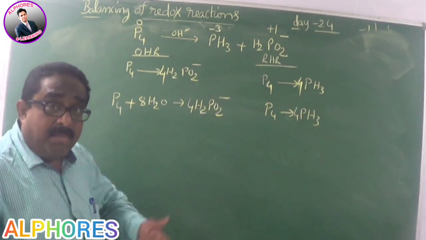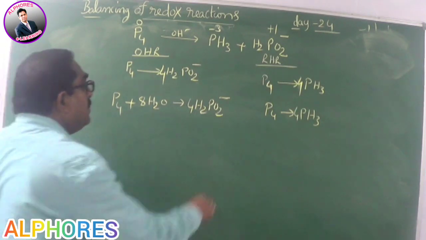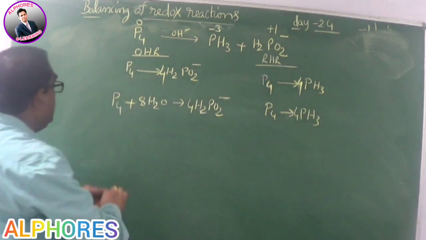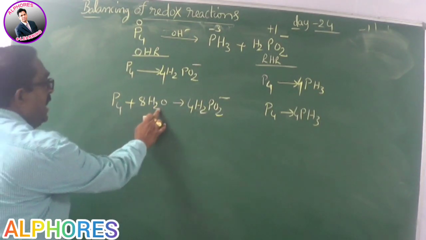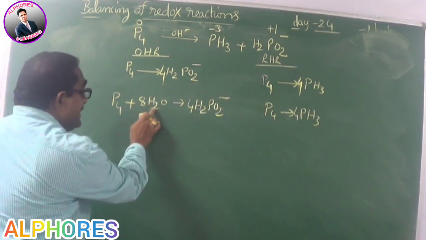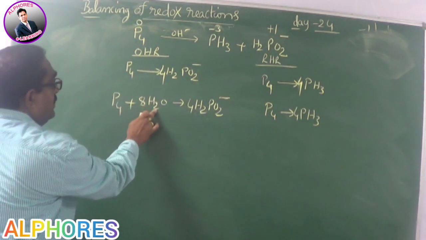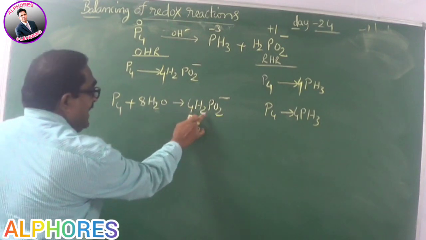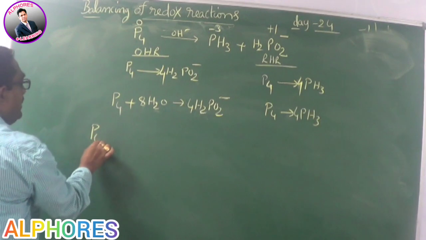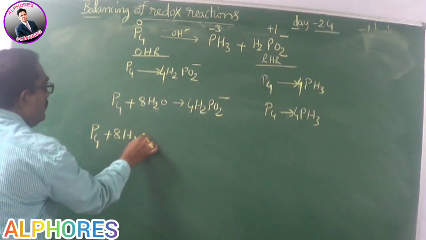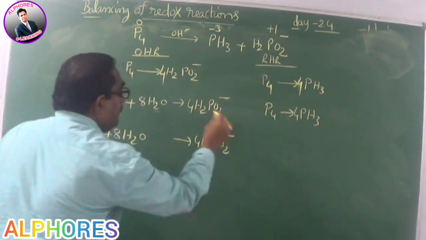Now, the next step is balancing of hydrogens. Get ready. Right. Let me count. I am taking this equation. 8 into 2, 16. Here 8. 8 into 2, 16 hydrogens. Here 8 hydrogens. So 8 are less on this side. Now I am going to balance. Please concentrate. 8 H2O. I am going to write like this: 4 H2PO2 minus. Okay.